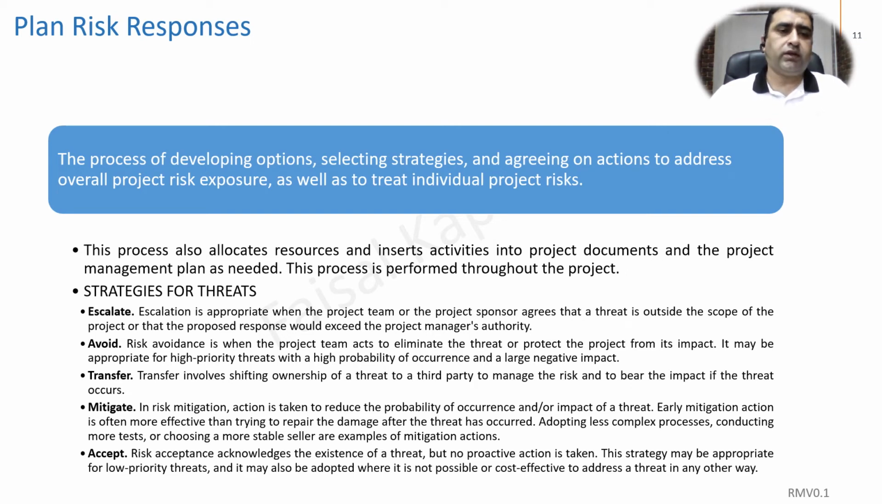The fourth strategy that we generally follow is mitigation. Mitigation is some action that can be taken to reduce the probability of the occurrence or the impact of the threat. Early mitigation action is often more effective than trying to repair the damage after the threat has occurred. Mitigation ensures that the risk will not occur and not become an issue, or if it occurs, what we are going to do to reduce the impact.